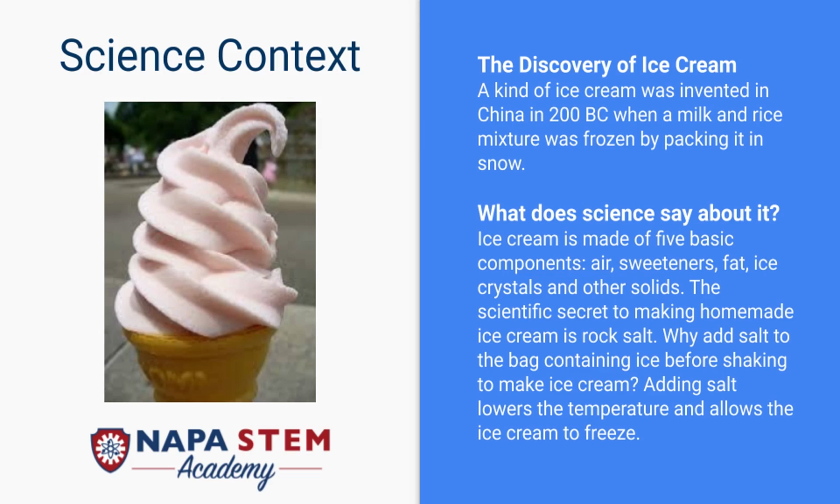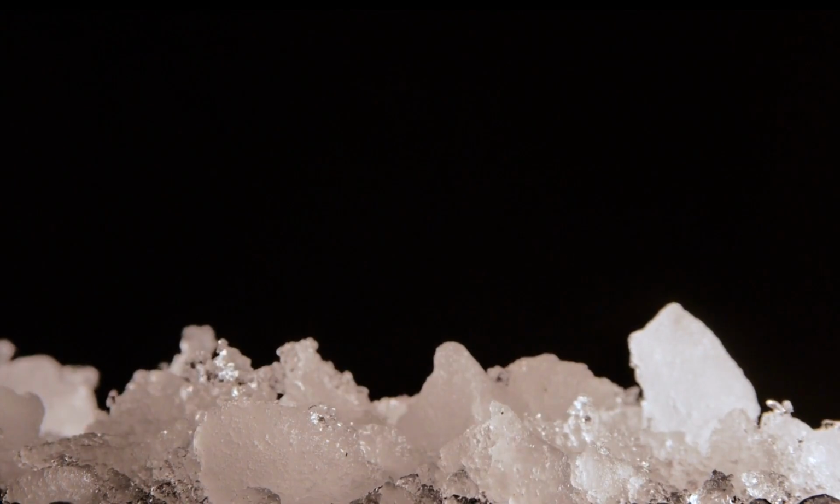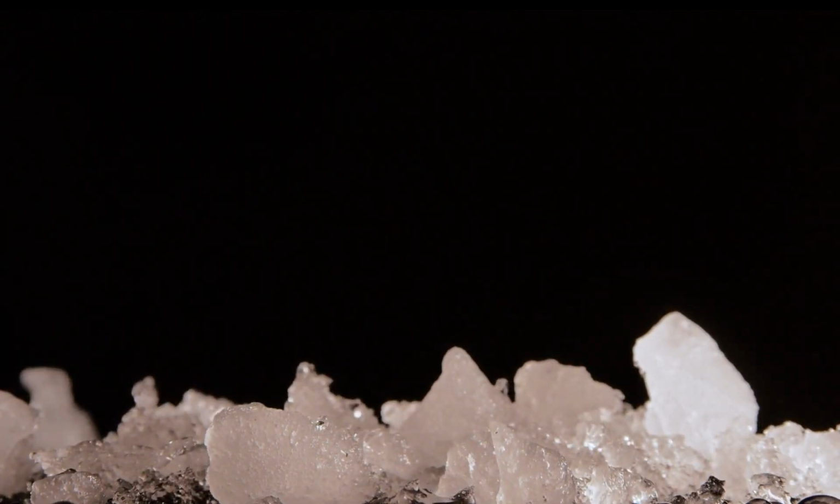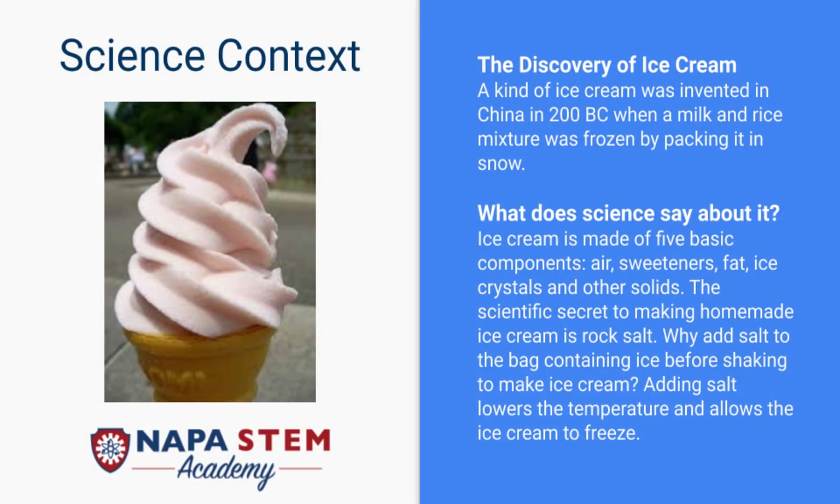Ice cream is made up of 5 basic components: air, sweeteners, fat, ice crystals, and other solids. The scientific secret to making homemade ice cream is rock salt. Why add salt to the bag containing ice before shaking to make ice cream? As the ice melts into water, the salt allows the water to go to a temperature lower than the ice, which allows the ice cream to freeze. Without salt, it's very difficult to make ice cream.